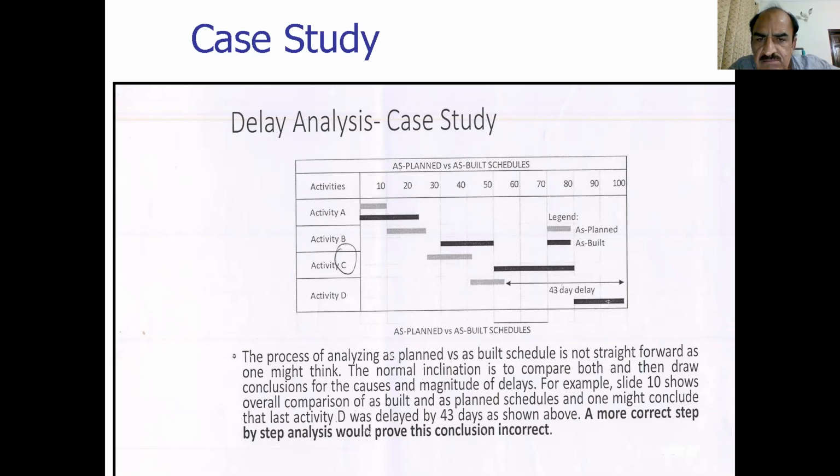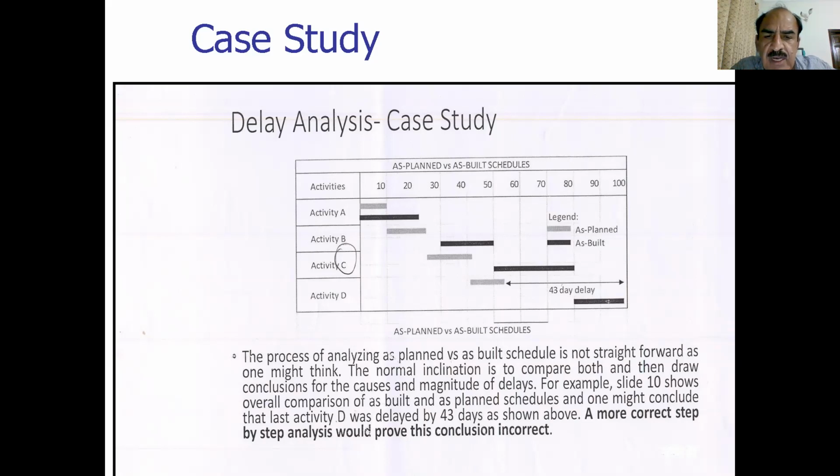So the difference between these two, I mean, from 100 we deduct the 55 or 57, whatever was the planned day of completion of the activity D. That is basically the delay in this. So the basic principle is the last activity which has been executed, the last day of the last activity will be considered for the analysis of the delay.